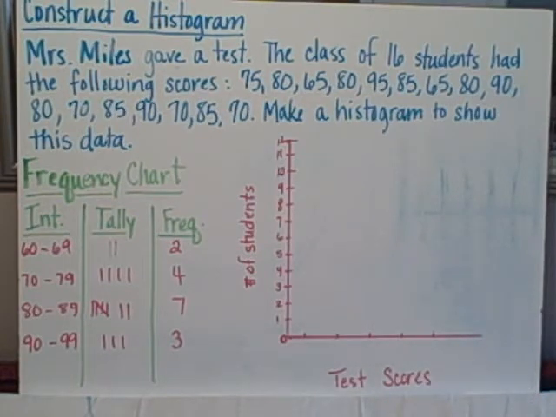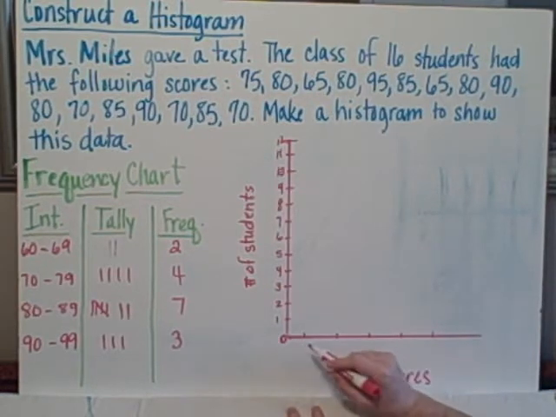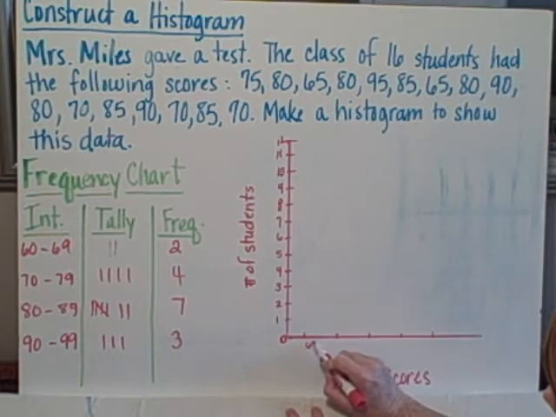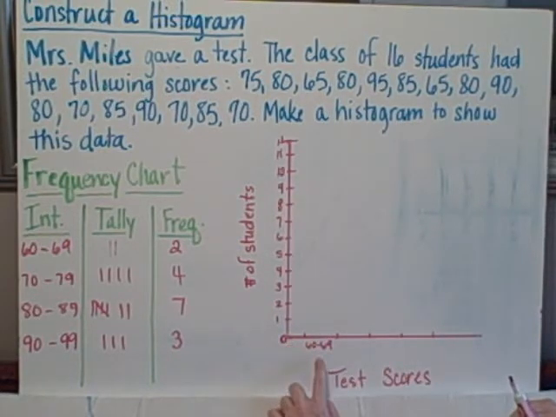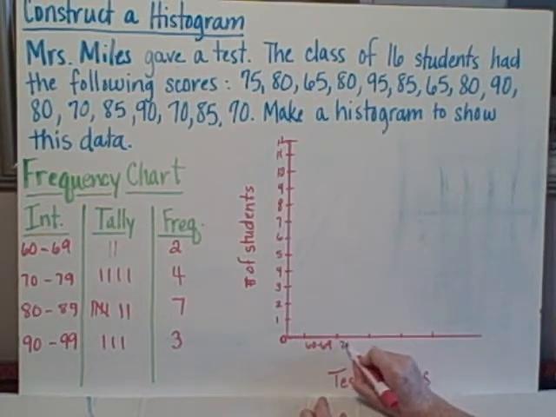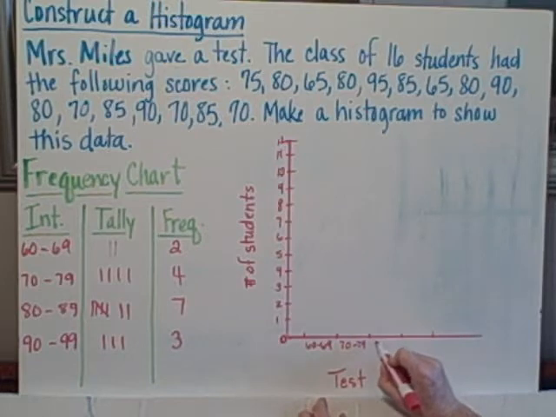Now I'm going to start my first interval here, and I'm going to label it 60 to 69. You notice I didn't start at 0 because my scores don't start at 0. So I am going to have to leave a little gap, one of our vocabulary words, in between. Now I can go ahead and fill in the rest of my intervals.